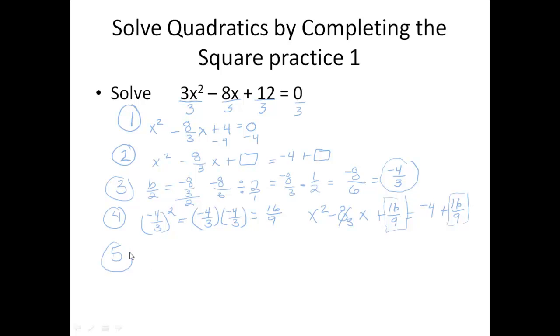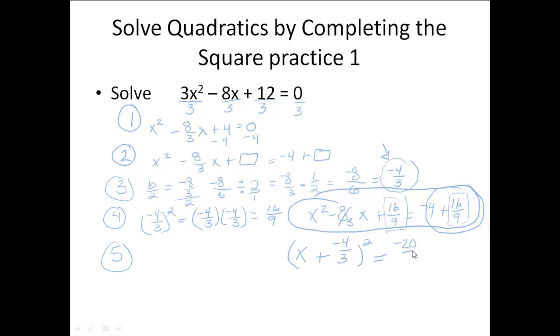Okay, my step 5 is to simplify, or to factor it, basically. So when I look at my equation, the left side of this is going to factor into x plus, and we have to go back and pull off that b over 2. Well, our b over 2 was right here in step 3, so it's going to be x plus negative 4 over 3, that quantity squared, is equal to, and now we go ahead and add those two together. Now remember, when you add, you have to have a common denominator. Add these together and you end up with negative 20 over 9.